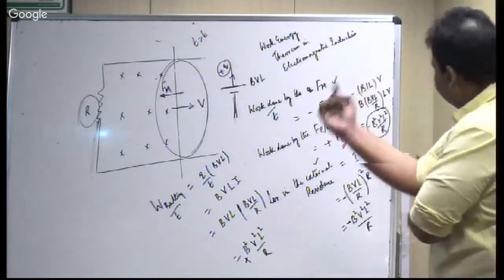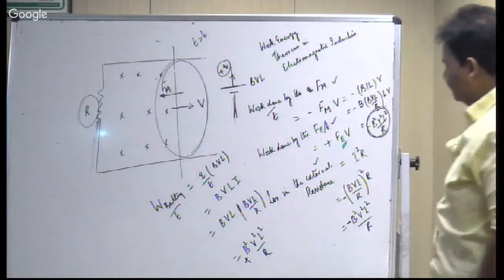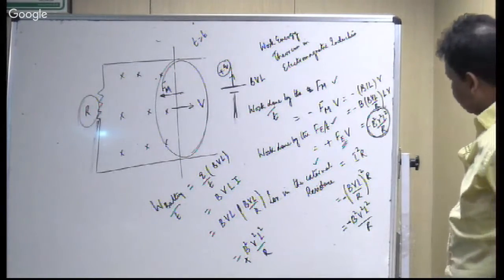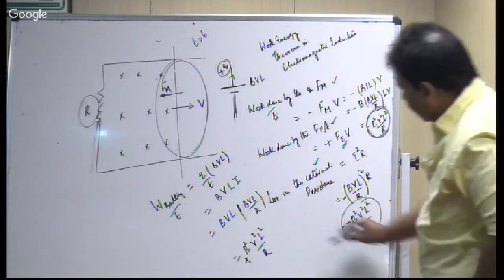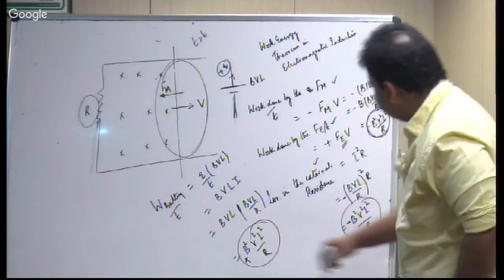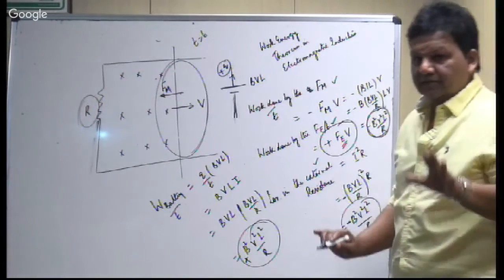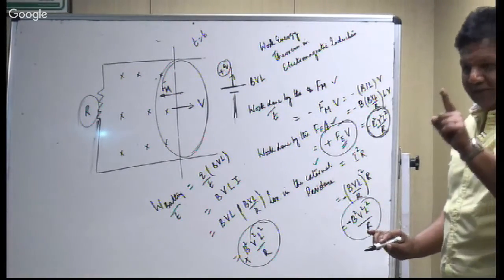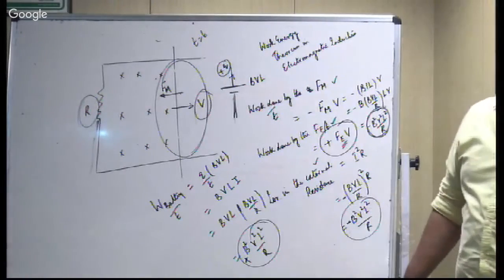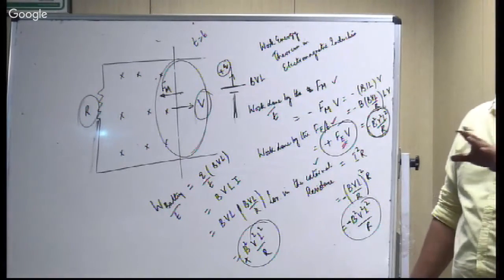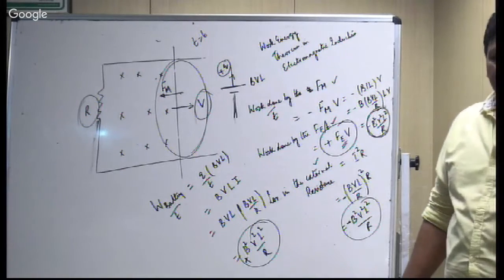Now look carefully. This was the work done by the magnetic force. This is the loss across the external resistance. This is the work done by the battery, and this is the work done by the external force, which I still don't know. But I know one thing for sure, that this velocity remains constant. If velocity is remaining constant, that means there is no change in kinetic energy. That means the total work done has to be 0. Note this.